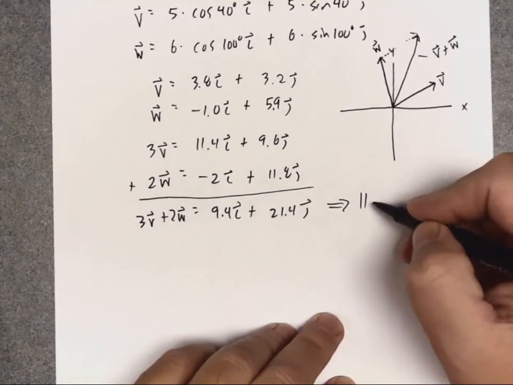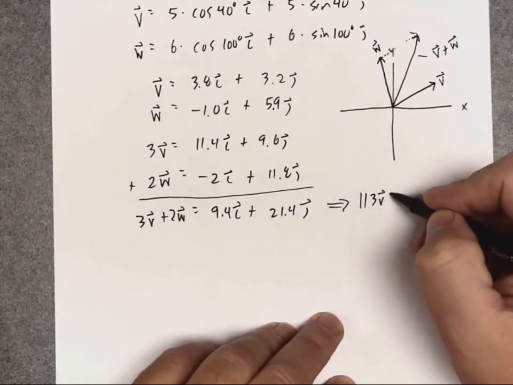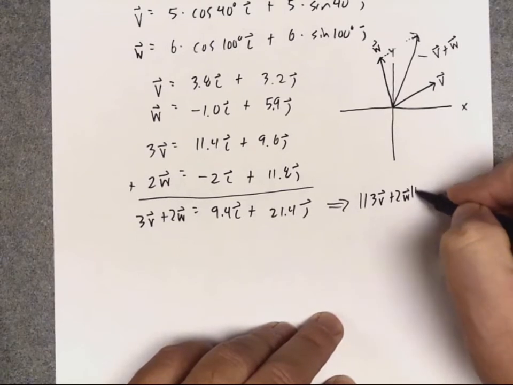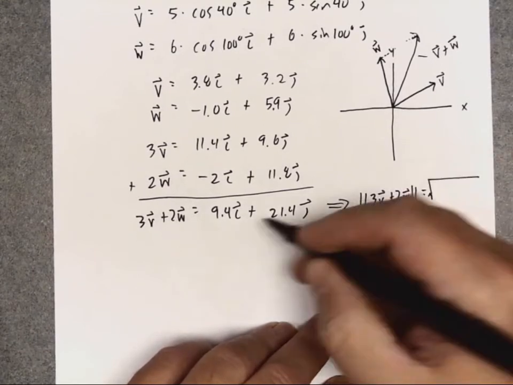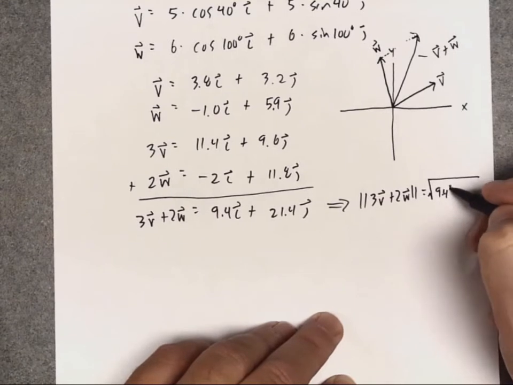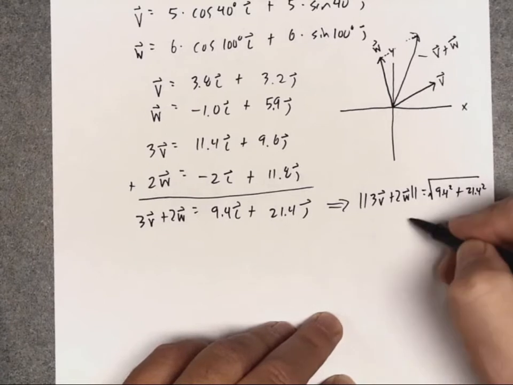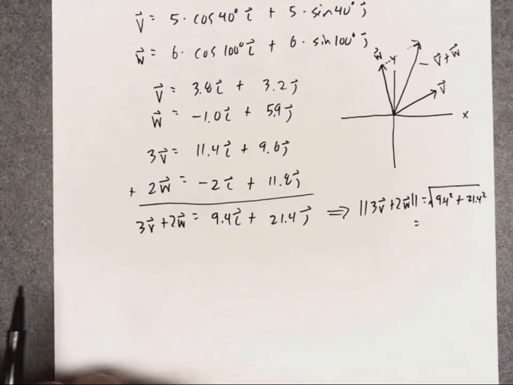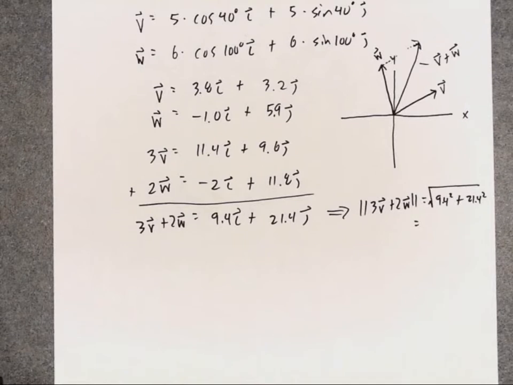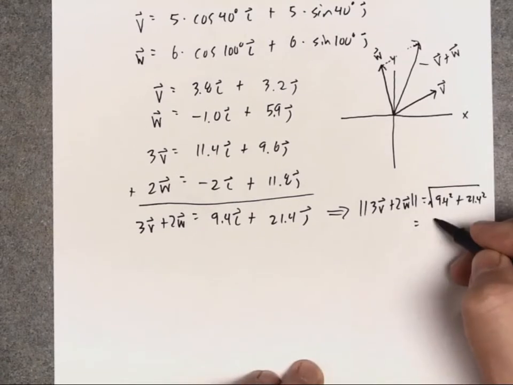The magnitude of this vector, square root, you square the x part, you add it to the square of the y part and take the square root. So 9.4 squared plus 21.4 squared equals, you take the square root, 23.4.